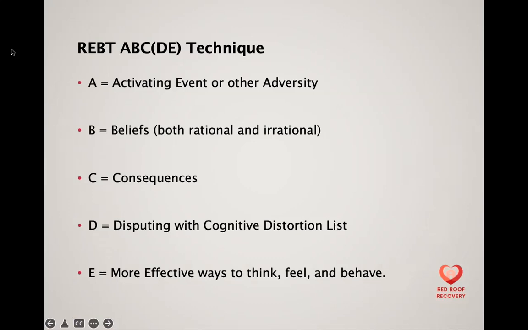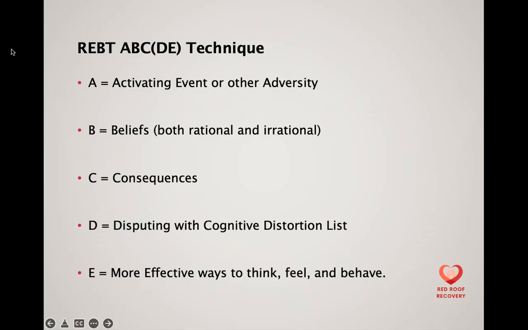So there's a technique with REBT called the ABCs. And of course, we go a little deeper into the alphabet with D and E. So the A is the activating event or other adversity in life, and certainly no shortage of those in life. And then the B is the beliefs. We're looking at both our rational and our irrational beliefs, attitudes around that activating event or other adversity, and our beliefs about ourselves, others, and life. We want to get very specific around that. And then we go into C, and we list the consequences of having those beliefs and attitudes around those adversities and activating events.